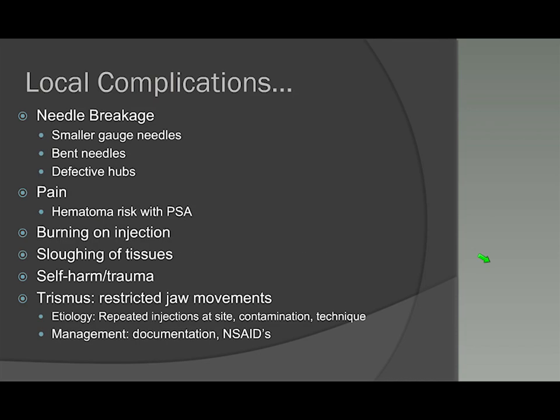So complications, we've covered a lot of these. Needle breakage: we try to avoid sinking needles to the hub. So we use a longer 27-gauge needle for mandibular blocks. We don't bend needles. That creates a weakness in the needle. And again, not to the hub, because that is the weakest spot. Pain, hematoma, especially with PSAs. You can have burning at the injection site, sloughing of tissue, especially with stronger solutions like 3% and 4% solutions. We avoid those for palatal infiltrations.